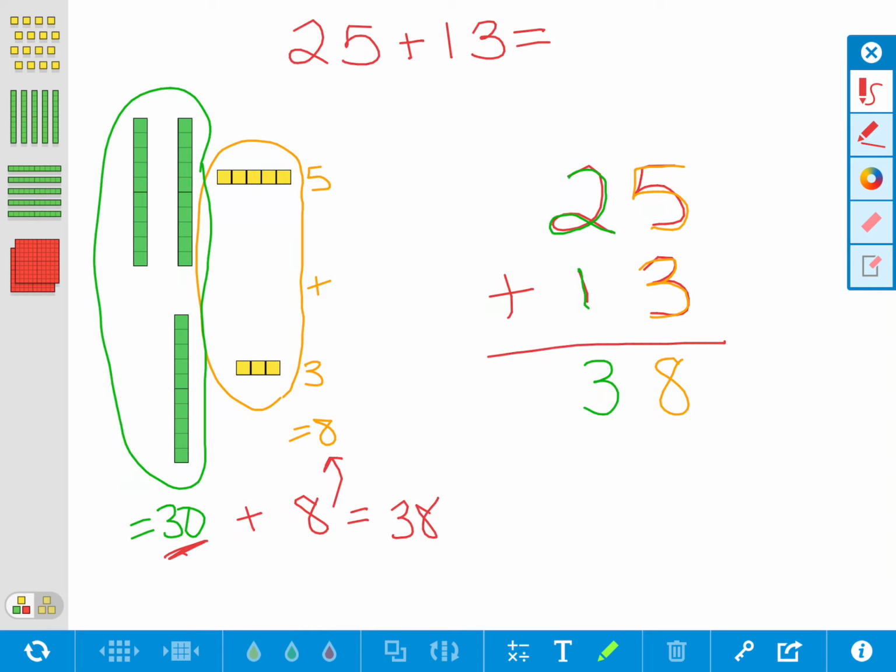So when we do our adding with regrouping, and we didn't have to regroup in this problem, but we started with our ones. 5 plus 3 is 8. And then our tens. 2 plus 1 is 3. Not bad. Let's try one with regrouping.